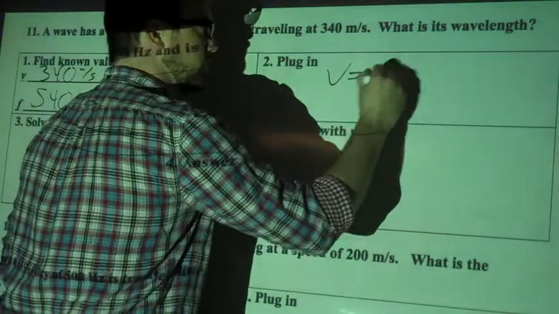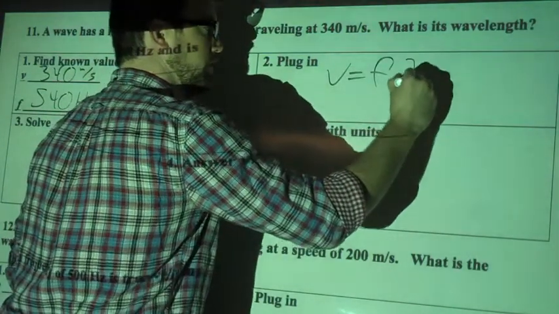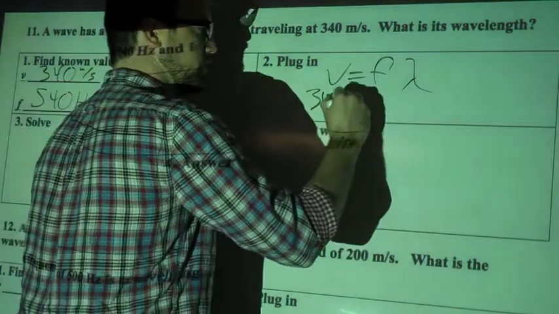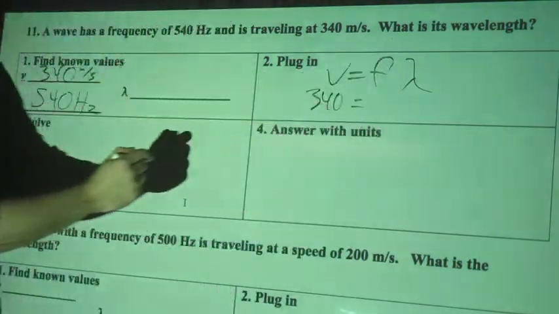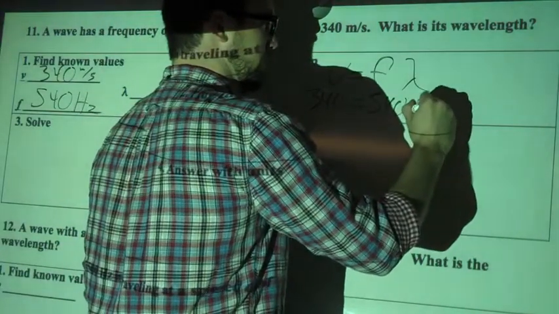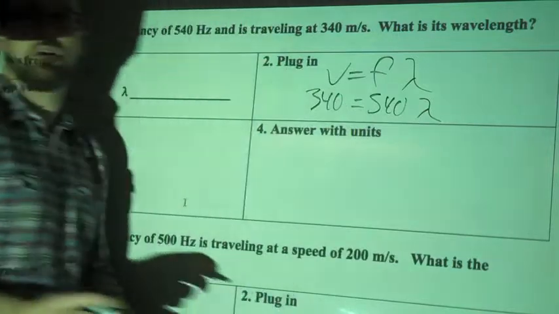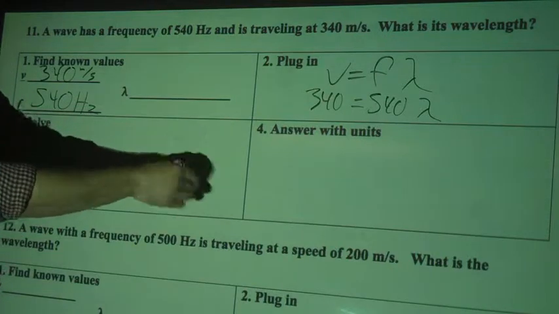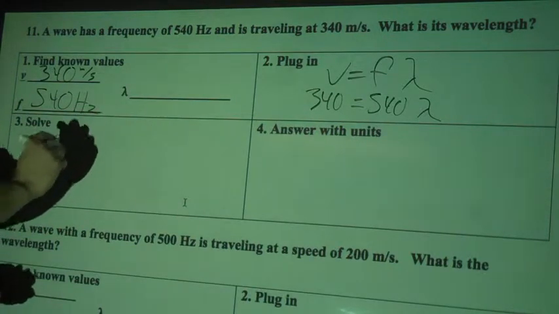So V equals F lambda. Velocity is 340. Frequency is 540. And then lambda. So let's solve for this. And I'm going to leave some space over here so we can do our long division.